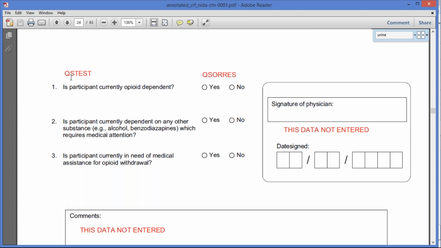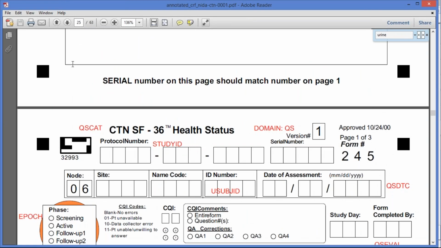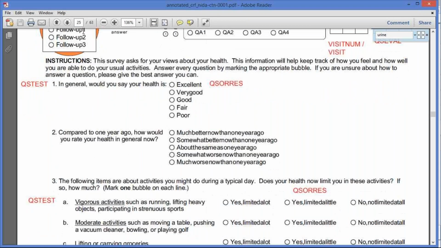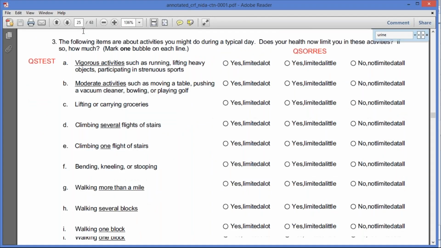Is a participant currently in need of medical assistance? General health status: in general, how would you say your health is, excellent? Compared to one year ago, how would you rate your health in general? Vigorous activities, moderate activities, climbing several flights of stairs. These are all the questions.